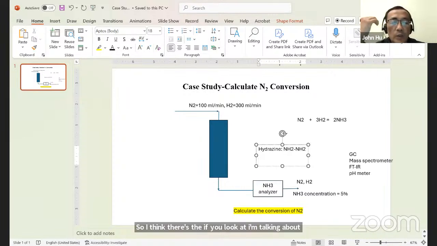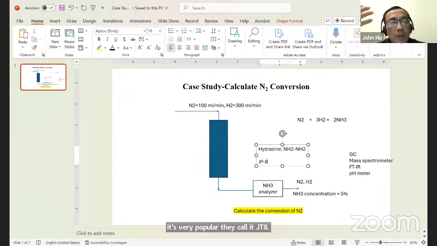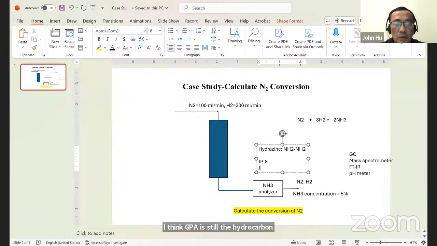I don't know what you call aviation fuel in India. In the US, it's very popular. They call it JP8. I think JP8 is still hydrocarbon based. But when you get to JP10, JP10 is non-hydrocarbon based.